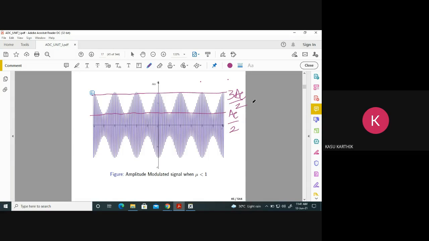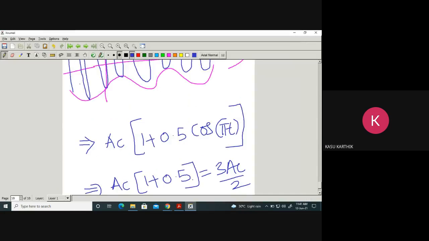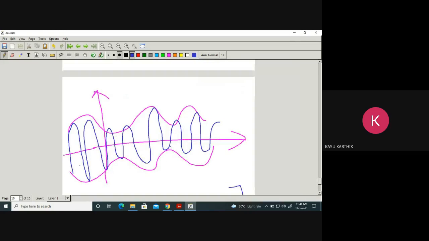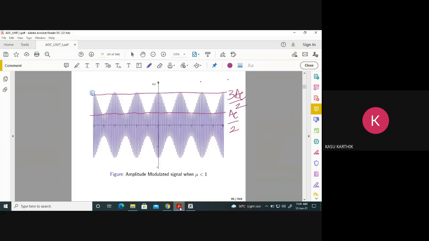Okay. So you can draw this waveform. No problem. To draw this waveform, it is looking like this. Here, this is the typical waveform of AM when mu is less than 1.